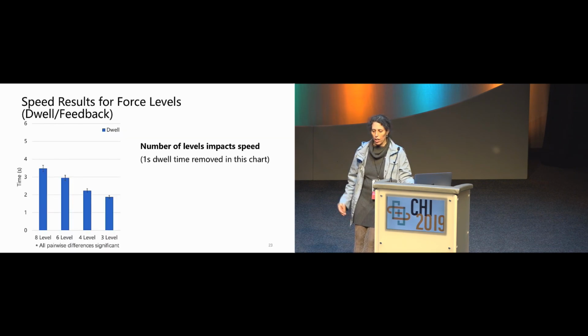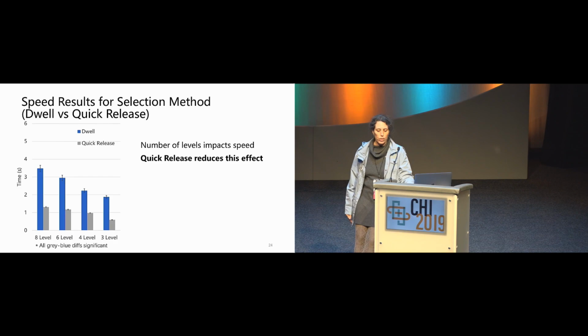And just to talk about some of the results, the first thing we saw was that in the case of dwell selection, there is a real impact of the number of levels on speed. And I'll explain this in a second when we get to error. This is speeds without the 1 second dwell time, just to give you a sense of how high these are. And the y-axis there is seconds. And then the x-axis is just showing the different levels that needed to be distinguished.